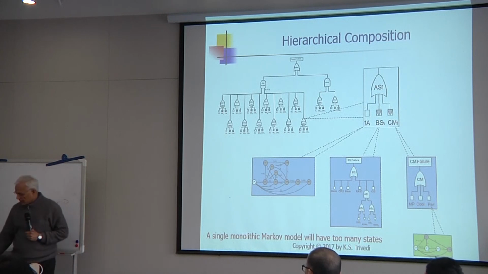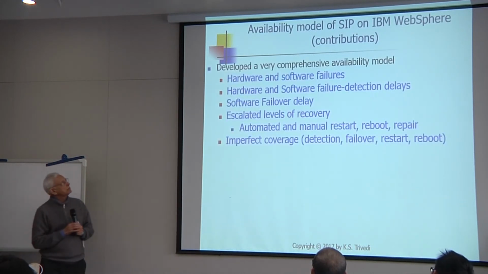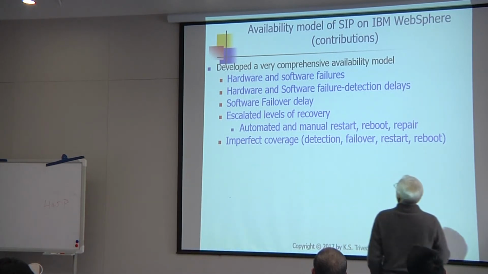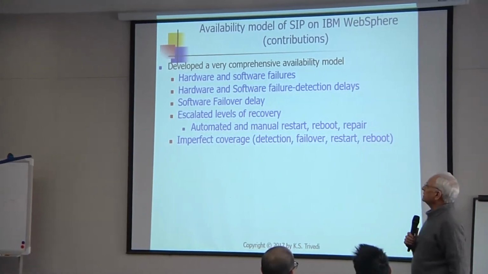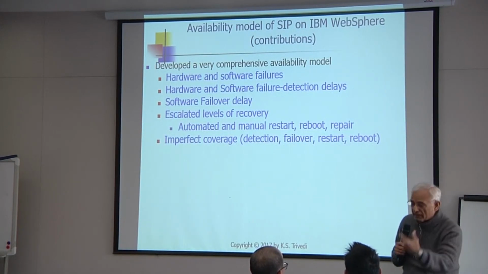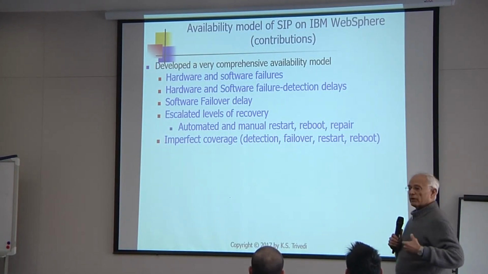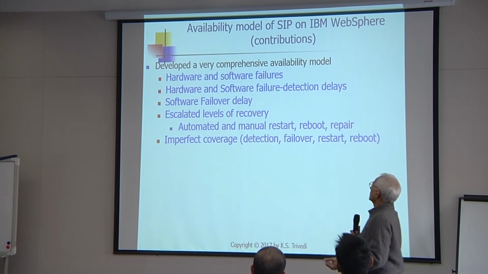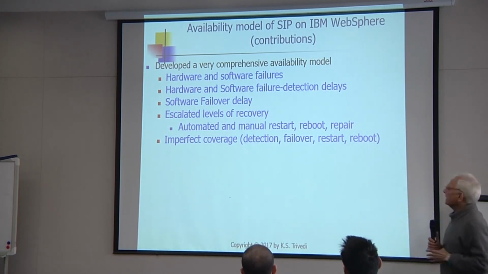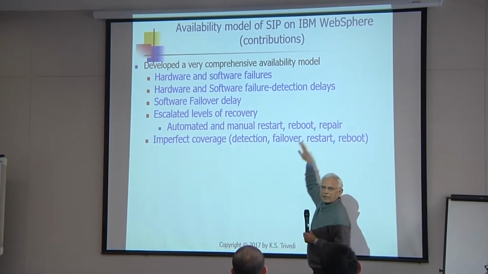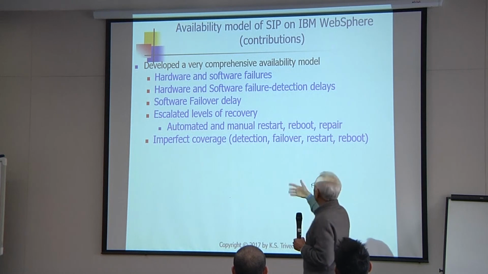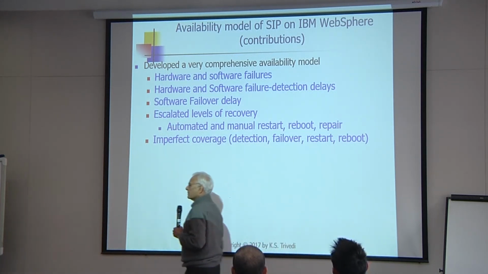And so to summarize this part, we developed a very comprehensive availability model in which hardware and software component failures were incorporated, hardware and software failure detection delays were incorporated, software failover delay was incorporated, escalated levels of recovery, which include automated and manual restart, reboot, repair, were included. I called it repair here rather than patch. You didn't like patch, right? And imperfect coverage for detection, failover, restart, and reboot was included.